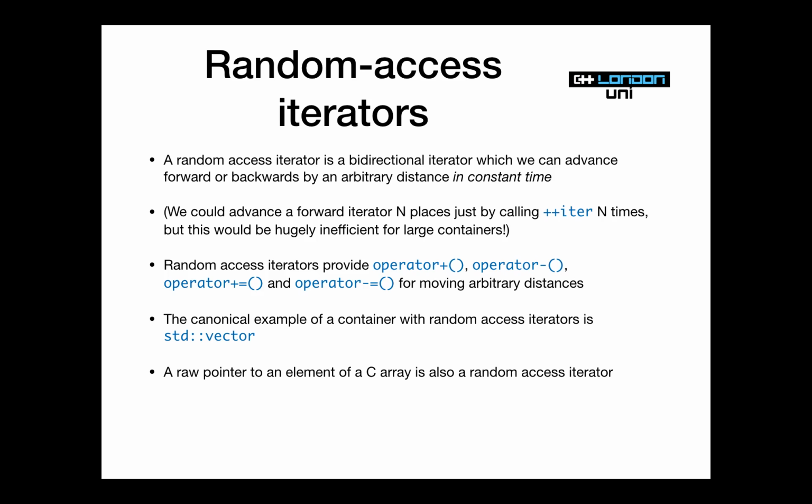So, standard vector is the poster child for a container with random access iterators. A pointer to an element of a C array is also a random access iterator. In fact, this is the reason why iterators have this funny syntax for advancing them and dereferencing them. It's because it's mimicking what C pointers do. So a pointer to a C array is, in fact, a random access iterator. It does all the things that a random access iterator is required to be able to do.